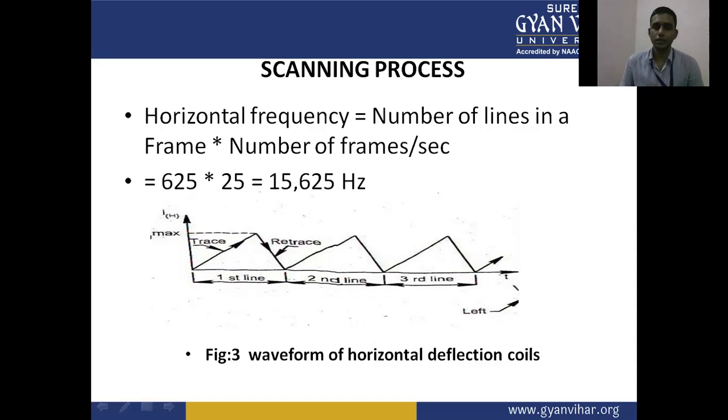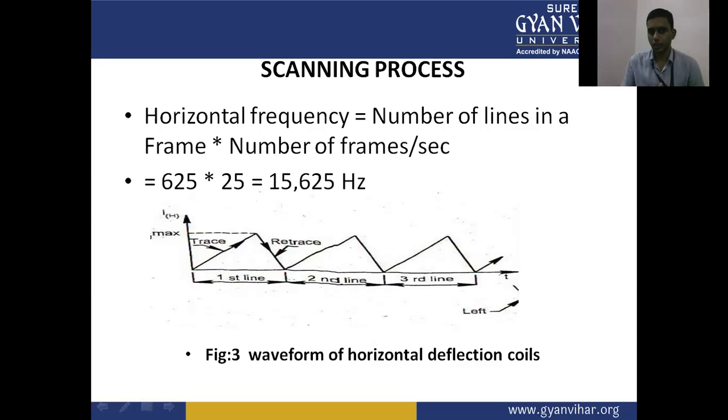So the total horizontal scanning frequency is 15,625 Hertz. Here in the figure, the waveform of the horizontal deflection coils is given. The first line is shown with its trace period as well as retrace period. Second line, trace and retrace. Third line, trace and retrace period. So it is the curve of current versus time.